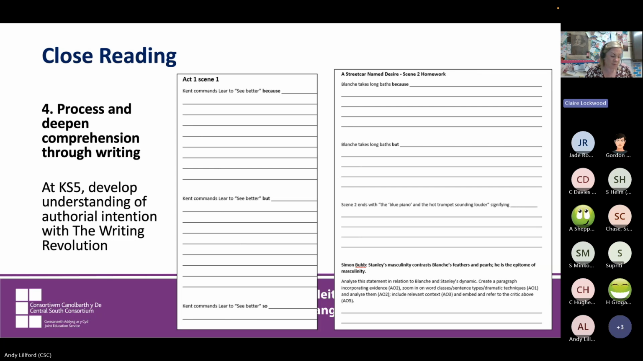And so I do that a lot. As you can see, there are examples there of homework tasks and classwork tasks as well. So I think that these things can be used across the ability range and across the key stages.